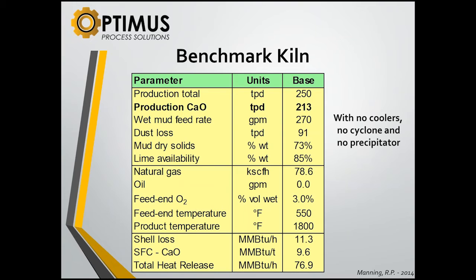We will now look at a general benchmark kiln. We've run a heat and mass balance in this case. We have picked a kiln with no coolers, no cyclone, and no precipitator. There are a number of these, especially in the North American area. What we will do is look at different factors to be able to increase the efficiency and/or production of these units.